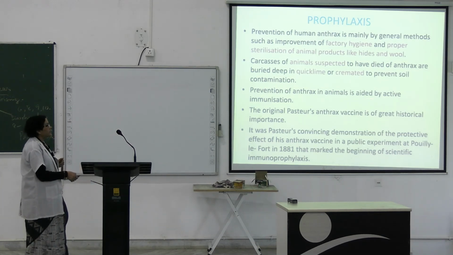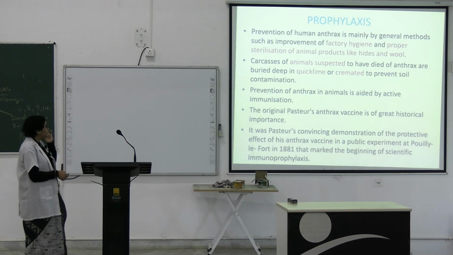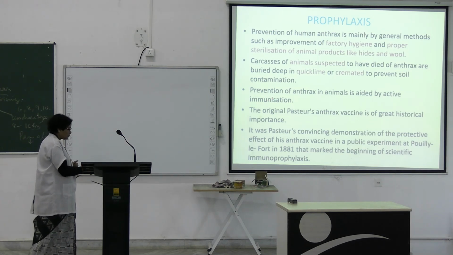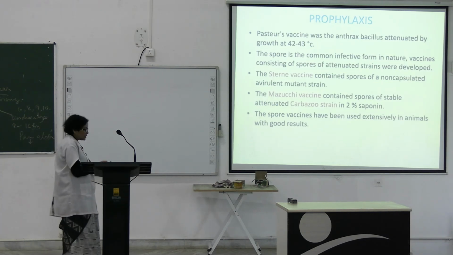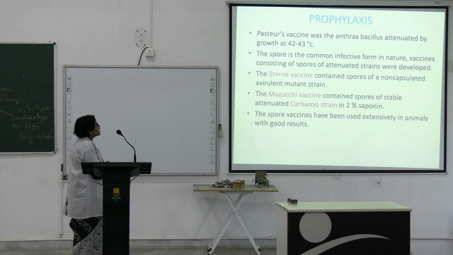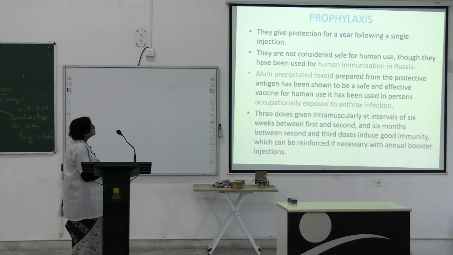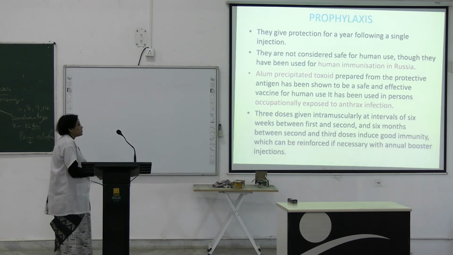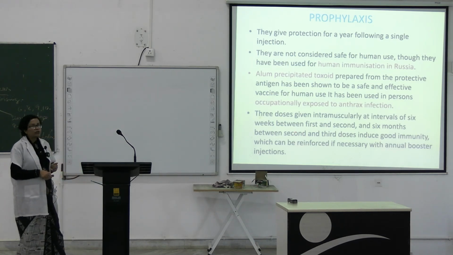Prevention of anthrax in animals is aided by active immunization. Animals can also be given the vaccine. Sterne vaccine contains spores of a non-capsulated avirulent mutant strain. In human immunization, alum precipitated toxoid is used. Three doses are given, as I have told, at an interval of 6 weeks between the first and second dose, and the third dose 6 months after the second dose, and a booster after 1 year.